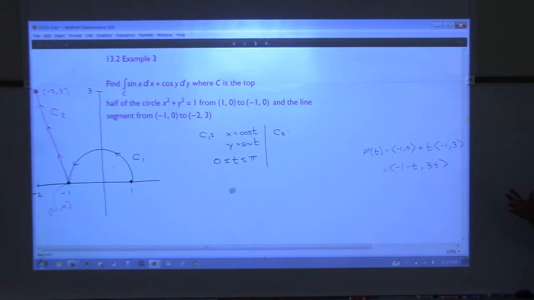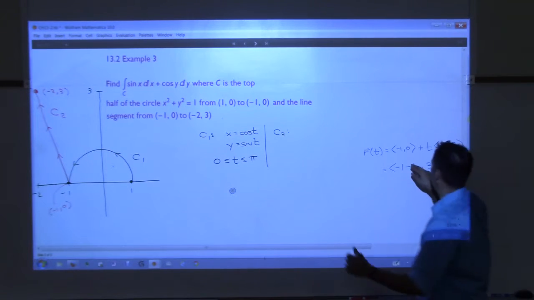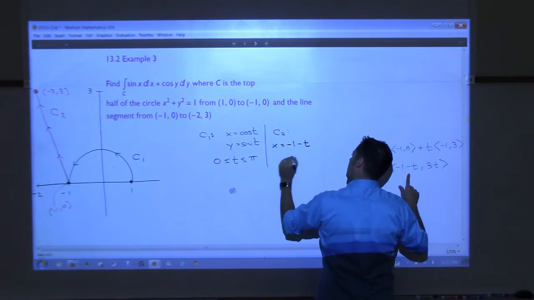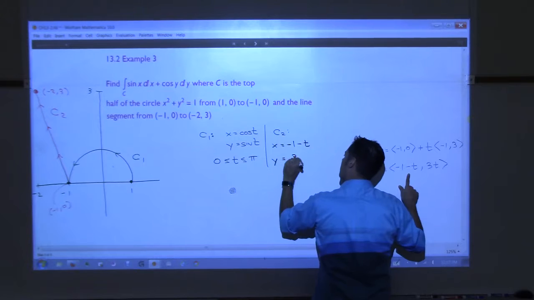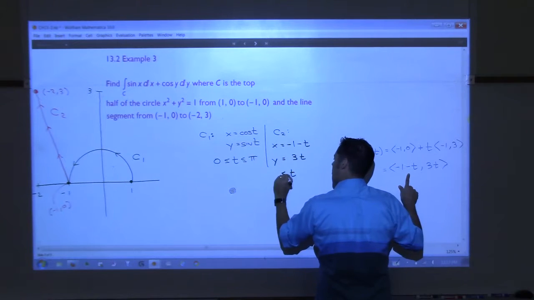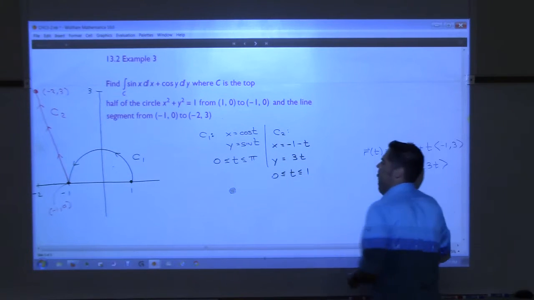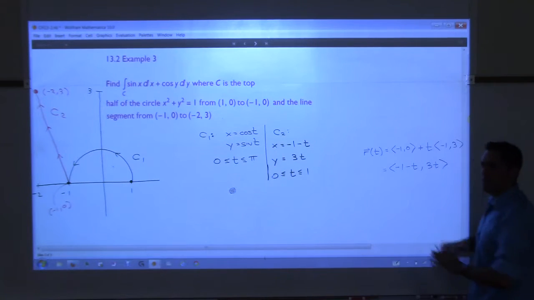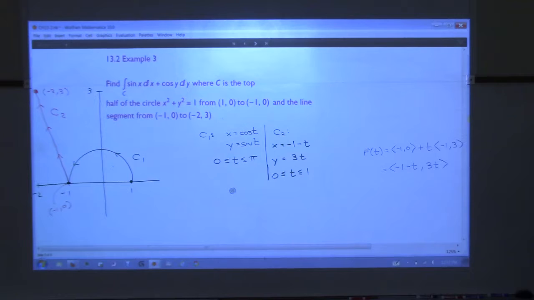0 to 1. It's always going to be 0 to 1. Okay, so x is negative 1 minus t, y is equal to 3t, and t is between 0 and 1. All right, got my C1, C2. I think I've got those nailed down. Now let's go after this integral, this line integral. Any questions up to this point?